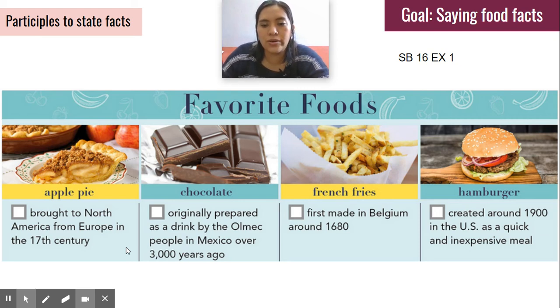French fries: first made in Belgium around the 1680s. Once again, the participle is made. And finally, the hamburger: created around the 1900s in the US as a quick and inexpensive meal. They are not sentences. They are only giving a description of the food that we mentioned over here. And that is exactly the first goal, the first thing you have to pay attention to, looking in your student's book, exercise 1. It is also working with the workbook, so please check the pages that you have to answer.